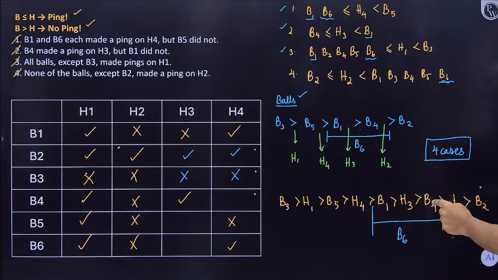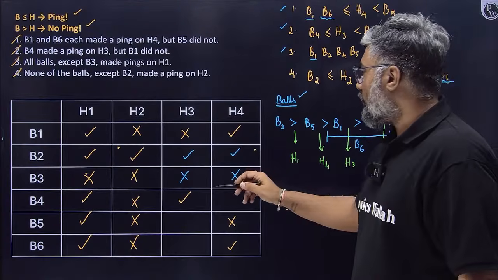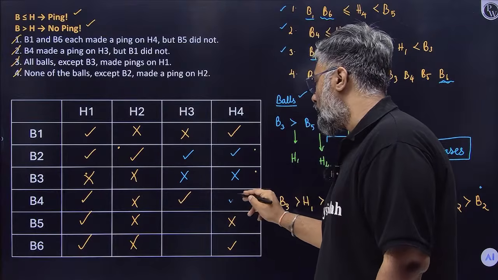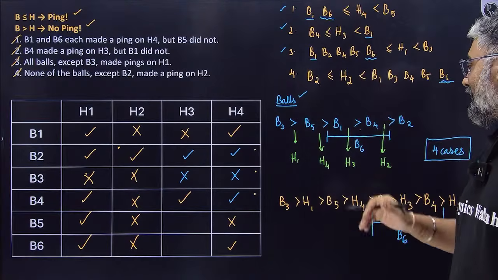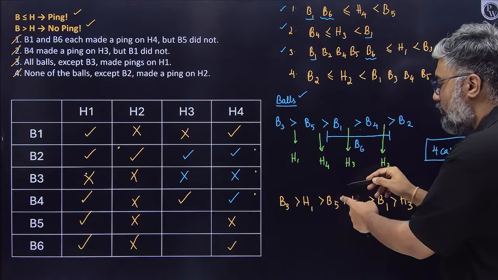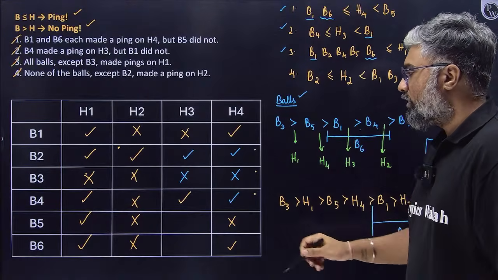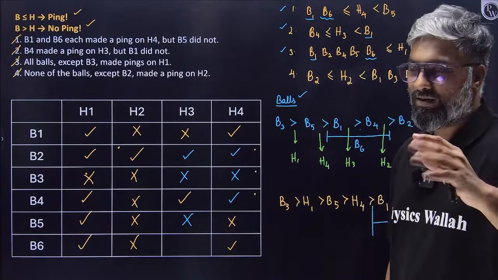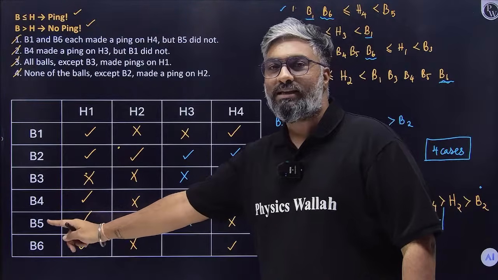Ball 4 is here. Ball 4 is only larger than hoop 2 but smaller than all of the rest. Yes. So ball 4 is larger only than hoop 2 but smaller than all of the rest. This is also tick. Last, let's look at ball 5. Ball 5 is again smaller than only hoop 1. So only hoop 1 will be a tick. Everything else will be a cross. Perfect. What about ball 6?